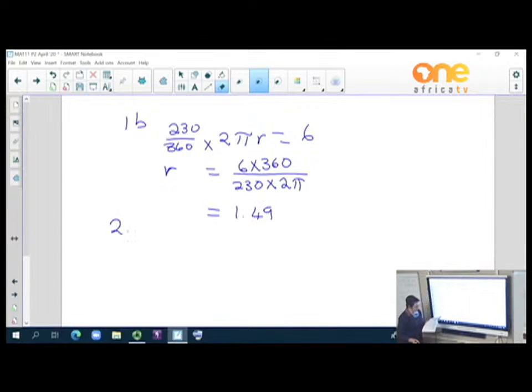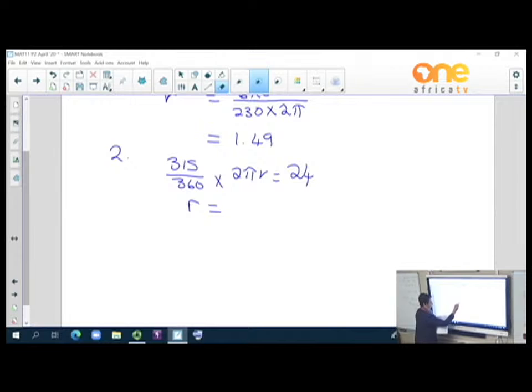Right, question 2. In the diagram, O is the center of the circle, the reflex angle is 315, and the major arc, the major is that long arc, the big arc, is 24. Find the radius of the circle. So we're going to do it in exactly the same way: 315 over 360 of 2 pi r. You still need to find that one, and they tell you that arc length is 24. So opposite operations. What is your radius? 4.37. It rounds off to 4.37.